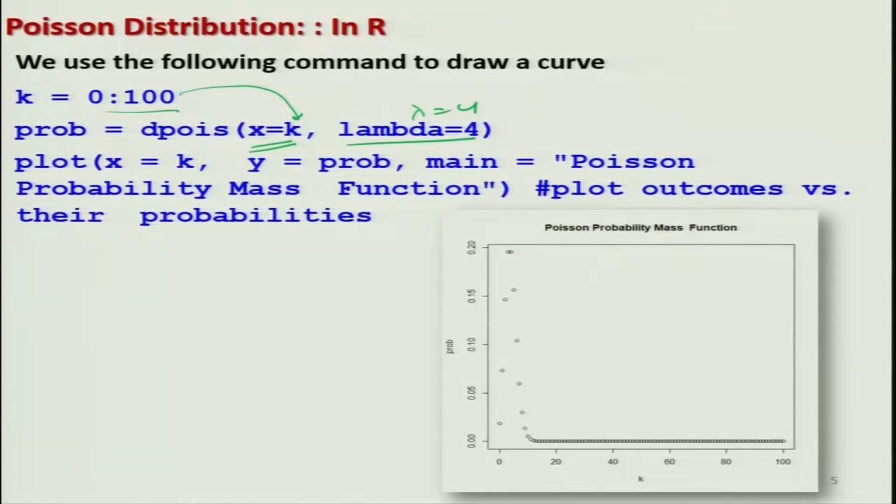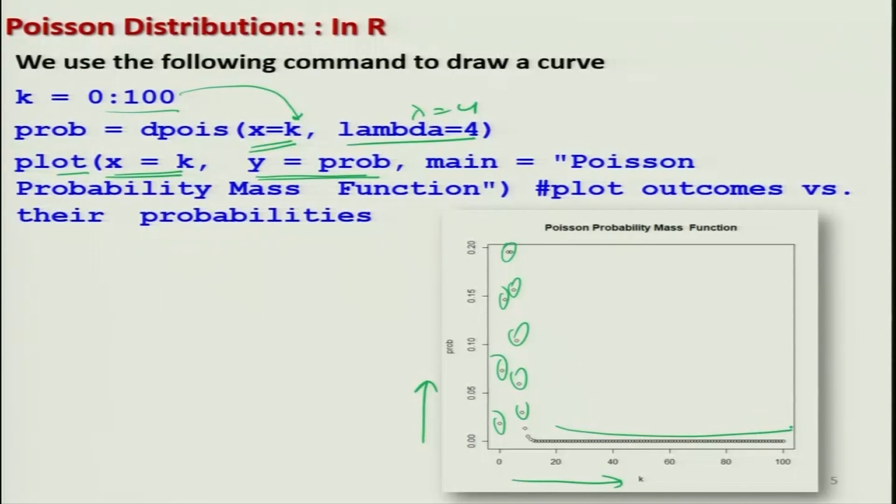And then I try to plot this function, with x equal to k and y equal to prop. So on the x axis we will have the value of k from 0 to 100, and on the y axis we will have the probabilities, which are the density values generated from the Poisson distribution for different values of k. You can see that this curve looks like this: this is the point, then it is trying to decrease, and after that it becomes like this.